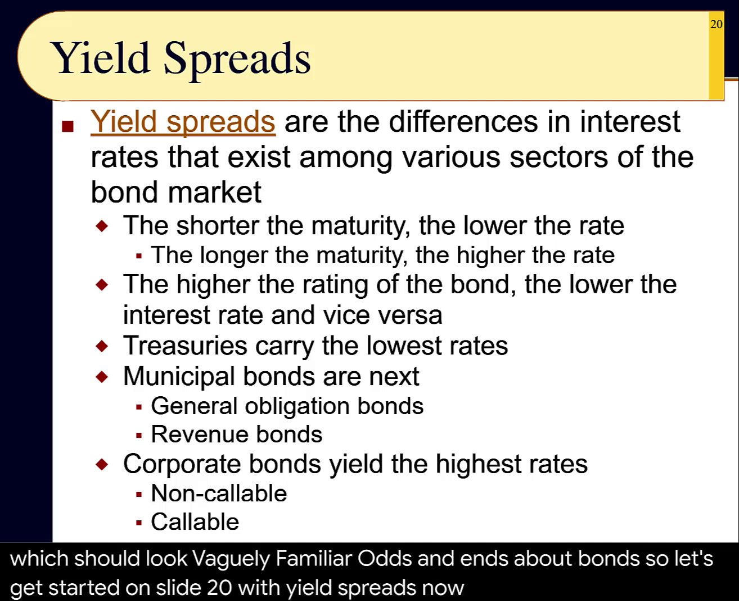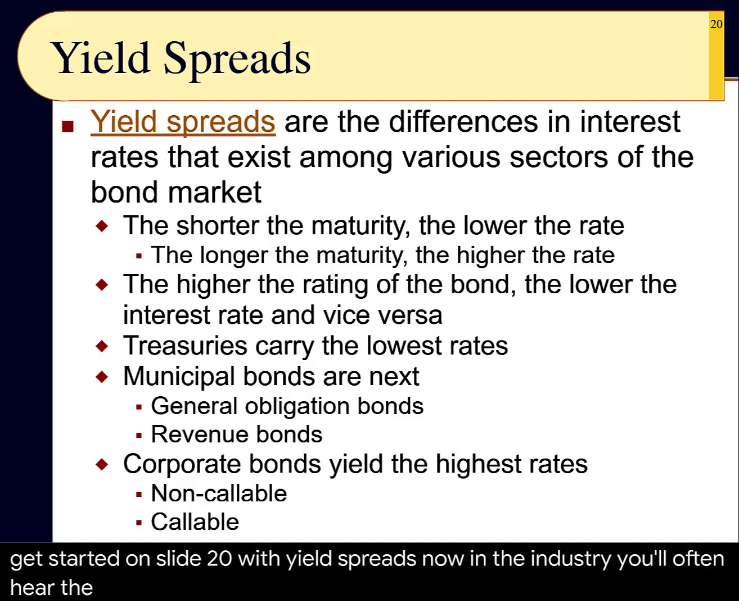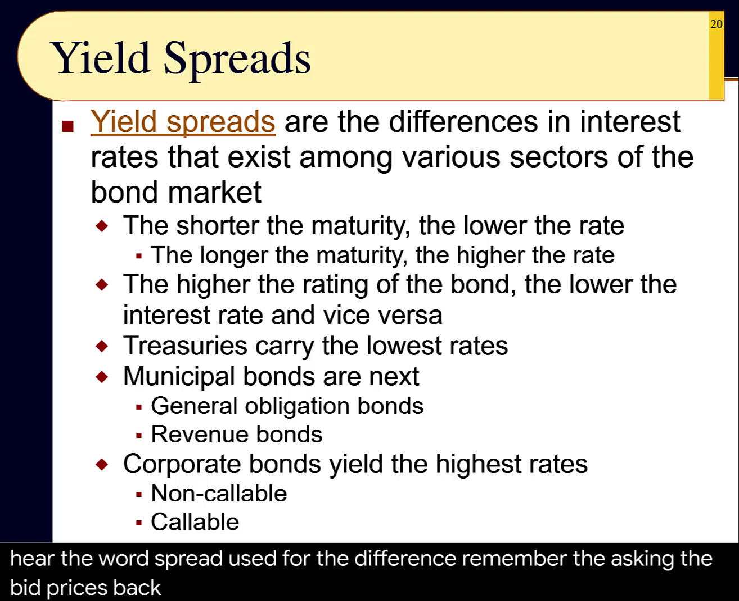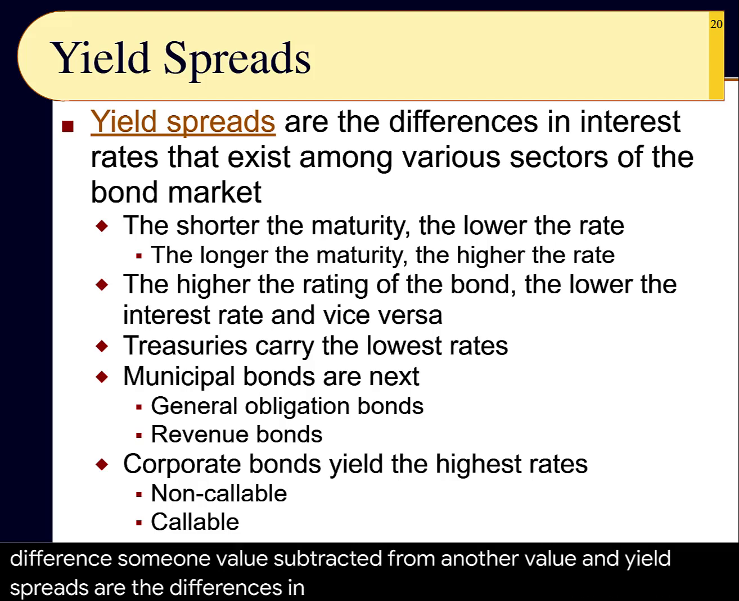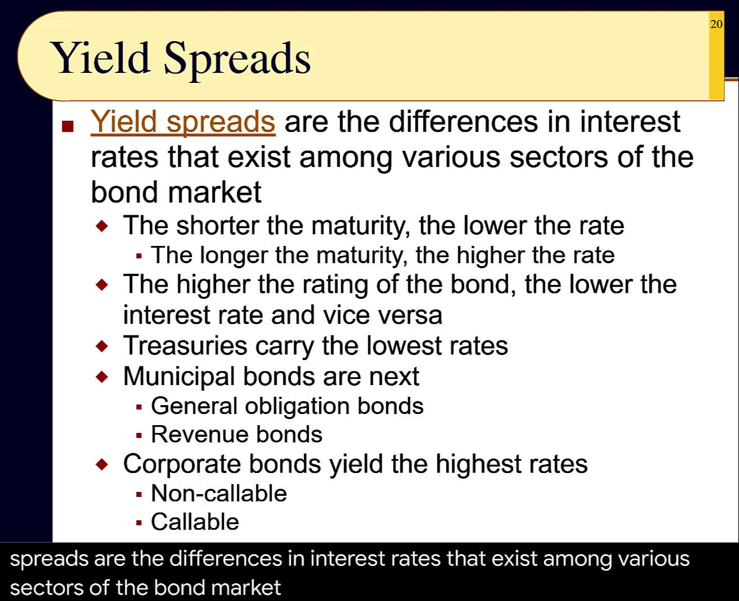Now, in the industry, you'll often hear the word spread used for the difference. Remember the ask and the bid prices back in chapter 3 with stocks? Yes. So spread often means a difference, one value subtracted from another value. And yield spreads are the differences in interest rates that exist among various sectors of the bond market.